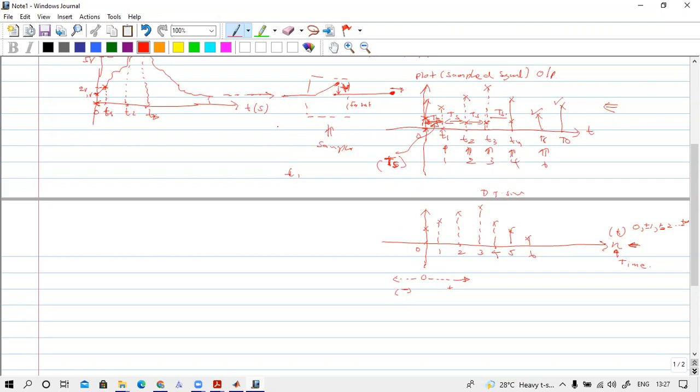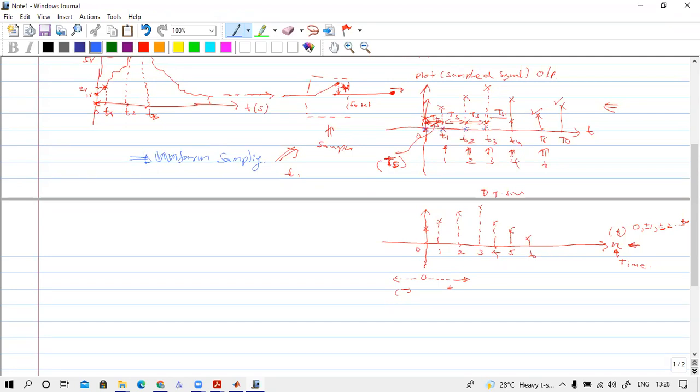Okay, so we will get a constant sample interval between two samples, and we call that uniform sampling. This is an important word: uniform sampling. Uniform sampling means we get a constant time gap between two samples.